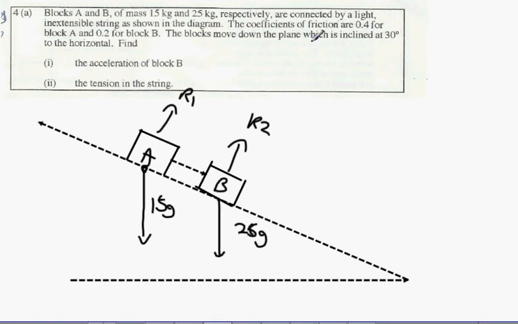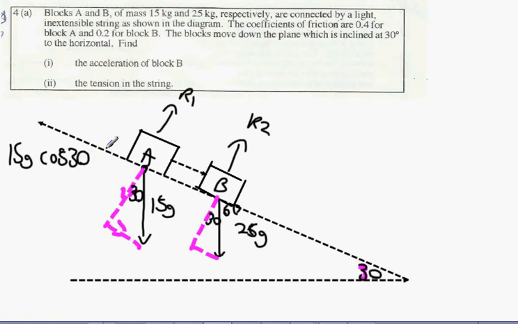Now, what we're next going to do is break it up into its components. Weight in both directions, okay? Now, as said before, if that's 30, that makes this one 90 minus 30, which is 60, which in turn makes this one 30. So it's going to be 15G cos 30. Anybody know what cos 30 is? Or 15 cos 30?